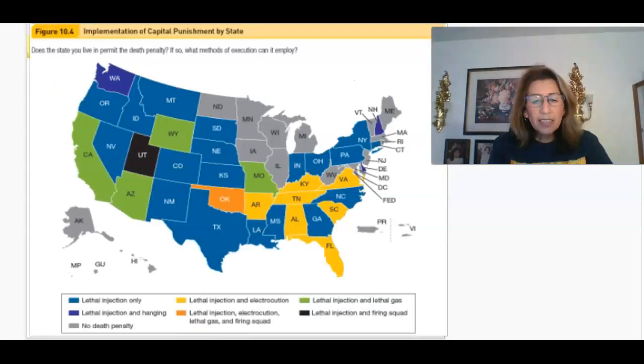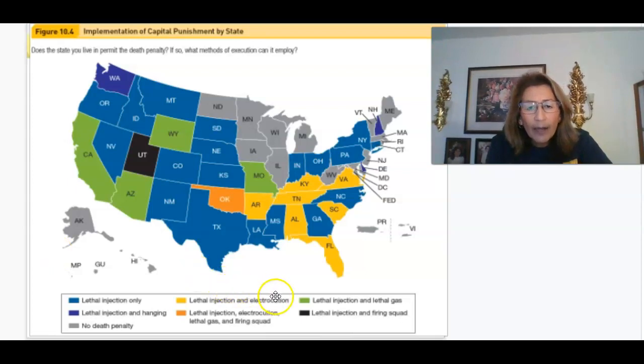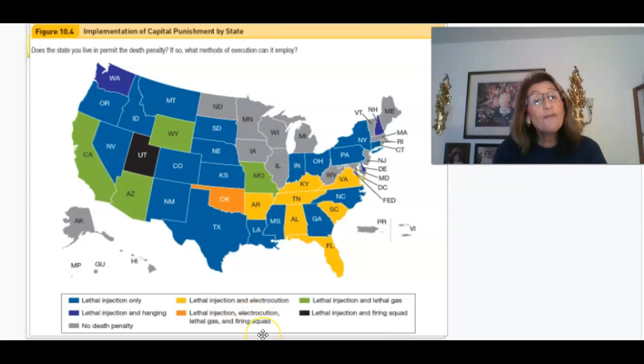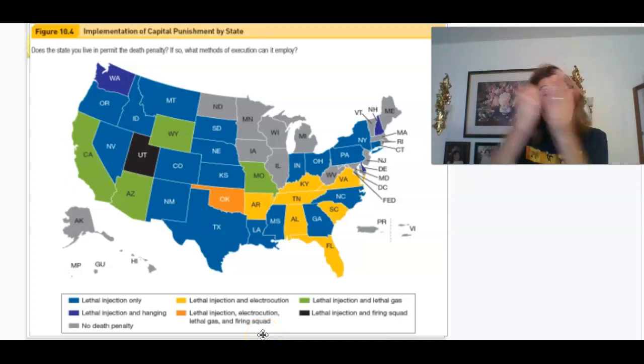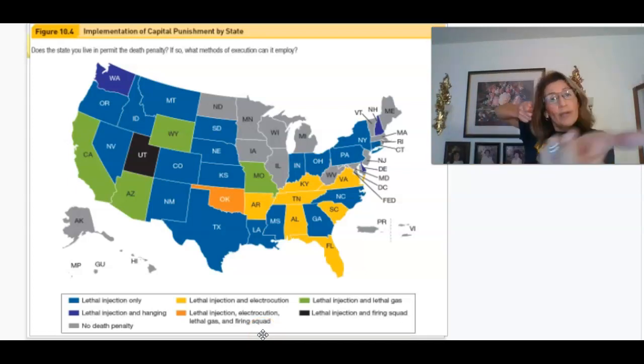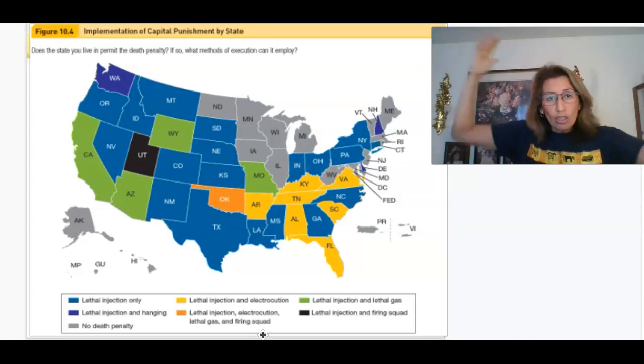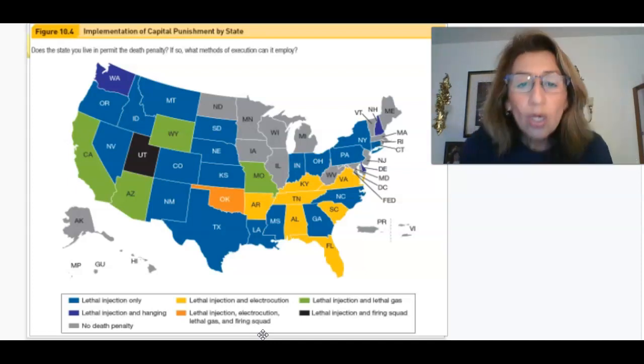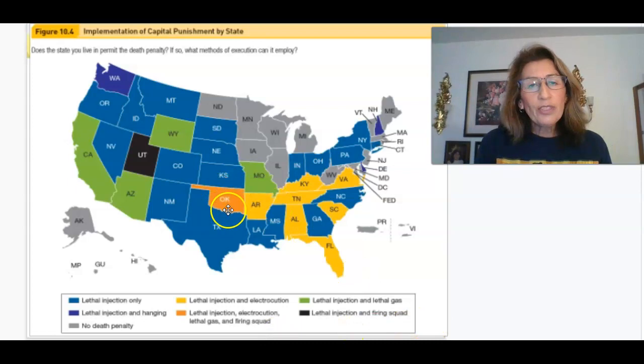And here are the states that allow it. This is kind of an interesting fact right here. Okay, Oklahoma is this color. That means Oklahoma allows lethal injection, right? If you commit a capital offense, they're going to give you lethal injection. You can get electrocution, lethal gas, or a firing squad. They still have the firing squad in Oklahoma, right? Ready, aim, right?